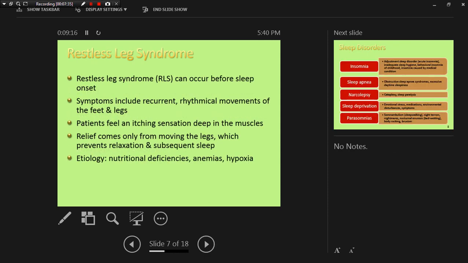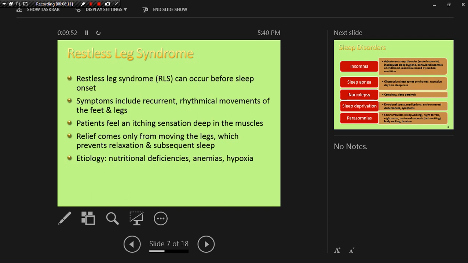And then restless leg syndrome, which is different than neuropathy in your patients who have vascular disease or diabetes, okay? So usually it's going to occur before sleep, so it doesn't necessarily wake them up. It's just going to prevent them from actually going to sleep. So really essentially what it is, recurrent rhythmical movements of the legs and feet. Some of these patients might feel that they've got an itching sensation. They might feel like bugs are crawling on their legs. And so they feel like they constantly need to get up and move around or shake their legs out to promote comfort.